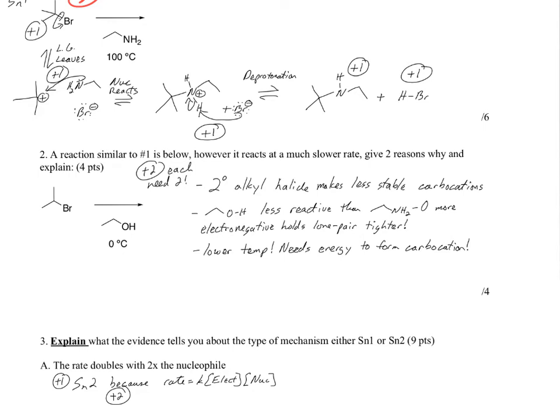Comparing and contrasting this. So people that recognize it was an SN1 realize that a secondary alkyl halide makes a less stable carbocation, right? Not stable by hyperconjugation. People recognize that an oxygen versus nitrogen, oxygen is less reactive because oxygen is more electronegative. It holds its lone pairs tighter. Another final thing, a lower temp needs energy for it to form a carbocation. A carbocation takes a lot of energy, so a lower temp would make this reaction probably react slower as well.